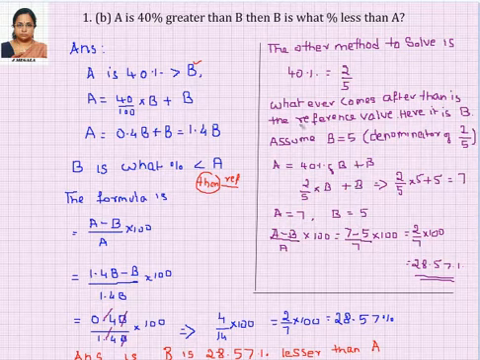It's easy now to find out B is what percentage lesser than A. The B value we have taken here is 5. The A value is 7. And now you can replace: 5 is what percentage lesser than 7. So the difference of the two values, divided by what you have after "than", which is 7, that should come in the denominator, into 100. So that is 28.57%.